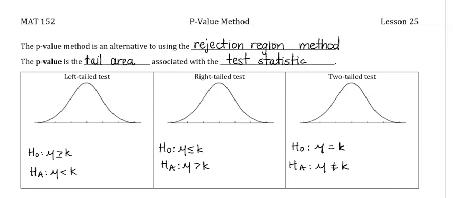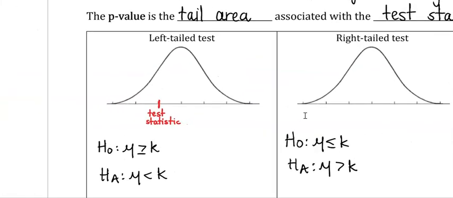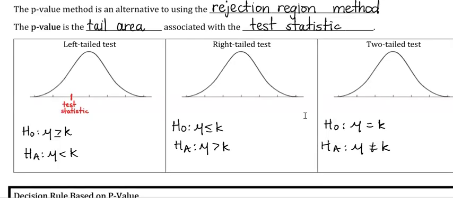Let's say that in the left tail test, we compute our test statistic and it lands right here. So there we have our test statistic. This is a left tail test, so I'm going to be looking, notice that it's not a critical value, that's the test statistic that we got using some formula. I'm going to shade the area to the left of that because it is a left tail test, and this area is our p-value.